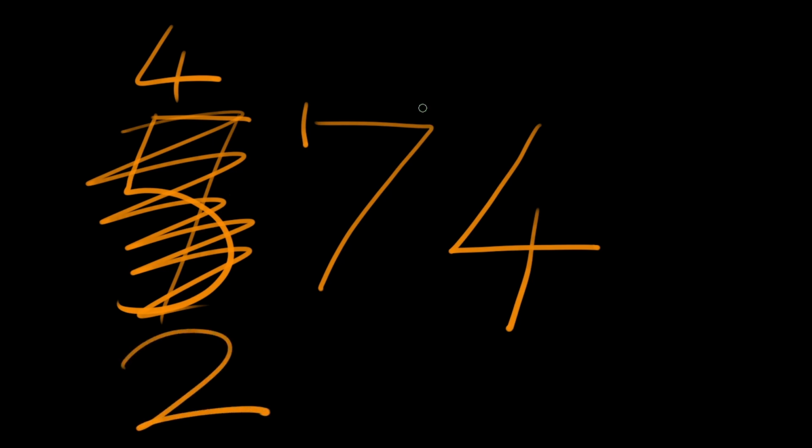Then we come along to this 17. What do you notice about 17? It's an odd number. So what are we going to do? We're going to park one next to the 4. And instead of 17, we'll call it 16. So we're trying to now divide 16 by 2.